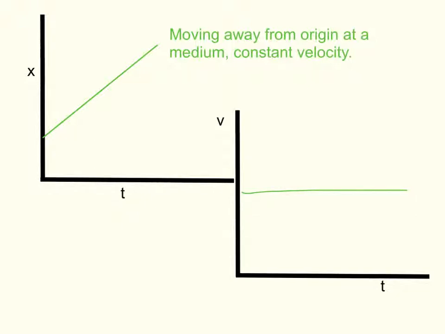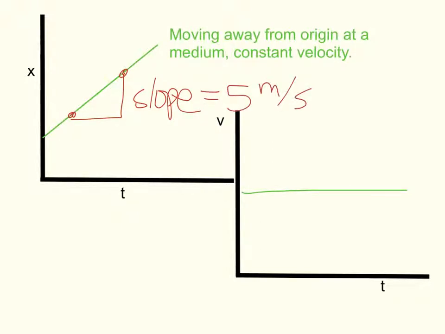Now, if we wanted to find the actual velocity of the object and graph that, we would need to have numbers on our graph. But let's just say that we take 2 points on this graph. Let's say that we have numbers. We do rise over run, and we find out that the slope, which is the velocity, is 5 meters per second. Then when we graph that velocity on the velocity time graph, we would go to the point at 5 meters per second, and we would graph that.